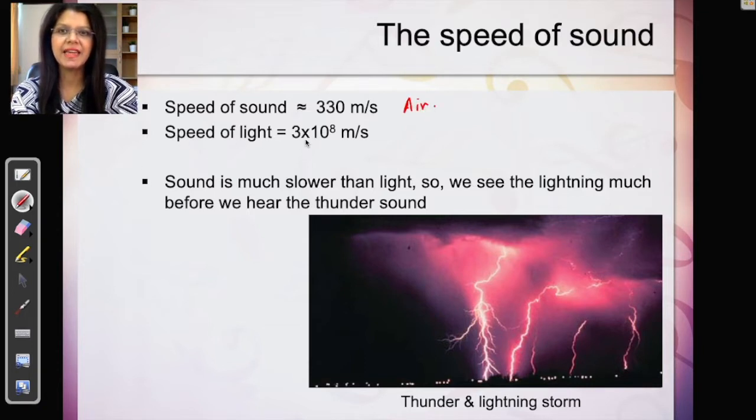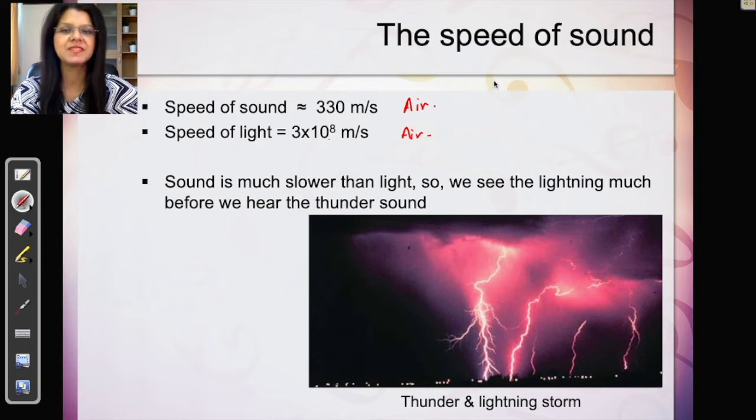Speed of light is 3 times 10 to the power 8 meters per second. Both of them are the speed in air. Please do remember these numbers, very, very important. Questions on these numbers come straight away in your exam. Questions like what is the speed of sound in air? It is a straightforward question which comes in the exam, and then you have to write down the number.